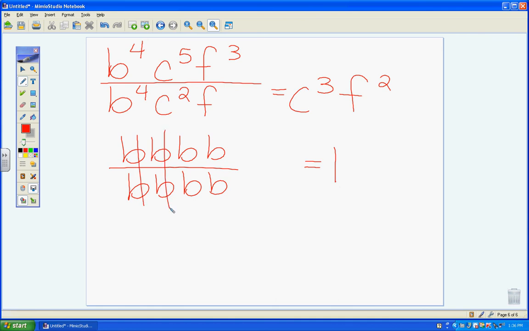But we said they would all cross out. So therefore, B to the 0 power has to equal 1. Here's a rule, and it's going to be one of those rules that hopefully you'll remember. Anything to the 0 power is 1. Because if it was 1, how's that really going to change anything?